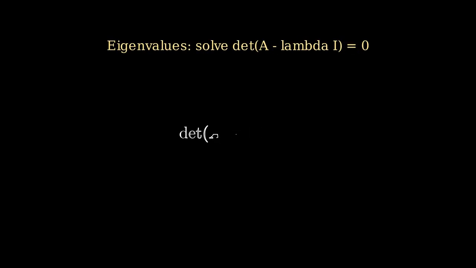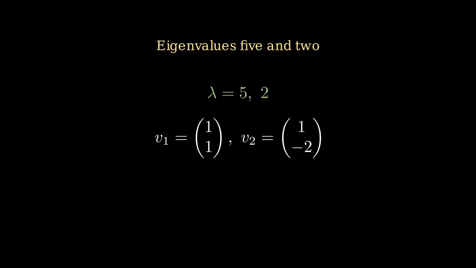Next we find the eigenvalues of a 2 by 2 matrix by solving the equation, the determinant of the matrix minus lambda times the identity matrix equals 0. This gives eigenvalues of 5 and 2 with corresponding eigenvectors (1, 1) and (1, -2). Checking, multiplying the matrix by each eigenvector confirms it returns the eigenvector scaled by its eigenvalue.